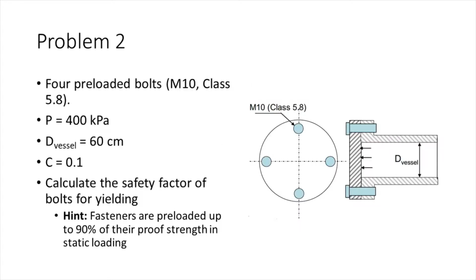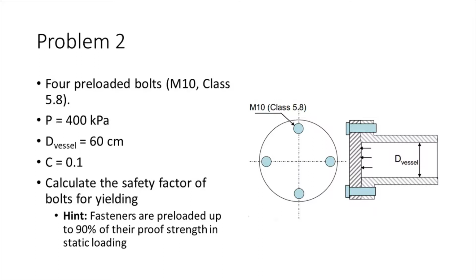In this problem, we are given a pressure chamber that is sealed by a cover fastened with 4 preloaded bolts. The bolts are metric, class 5.8. The pressure inside the chamber is given as 400 kilopascals. The diameter of the vessel is 60 centimeters and the joint stiffness constant for the bolt and material interface is 0.1. We need to calculate the safety factor of bolts for yielding. That means we need to find the total load on the bolt.